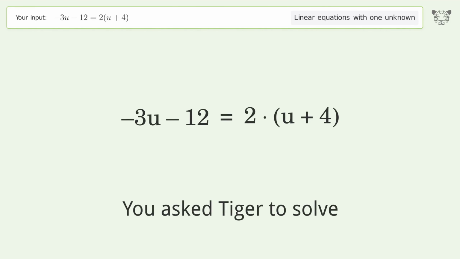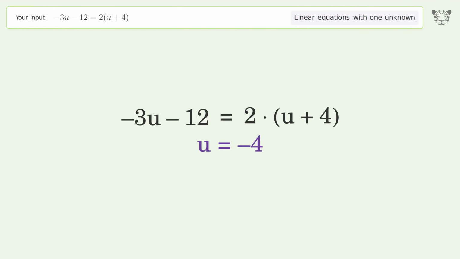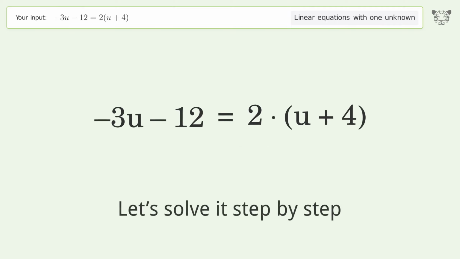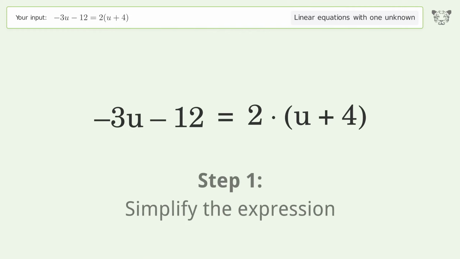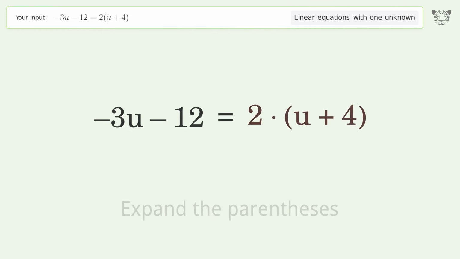You ask Tiger to solve. This deals with linear equations with one unknown. The final result is u equals negative 4. Let's solve it step by step. Simplify the expression. Expand the parentheses.